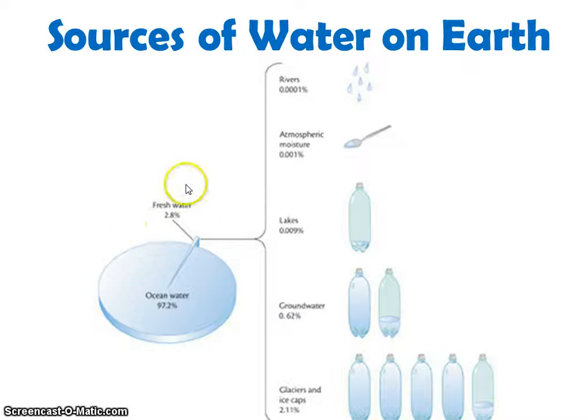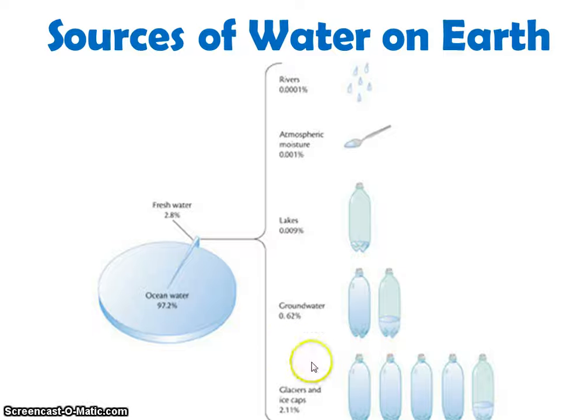Okay, we can then take that fresh water and look at that a little bit closer, because that's the water that's really important to us. That's the water that we can drink and we can use. Okay, a tiny, teeny, tiny little bit, 1/10,000% of water is found in our rivers. 1/1000% is water that's found in the atmosphere, so clouds, evaporated water. 9/1000% is in our lakes, and a little over 0.5% is in the ground. It's underwater or underground. Underwater reservoirs and underwater springs.